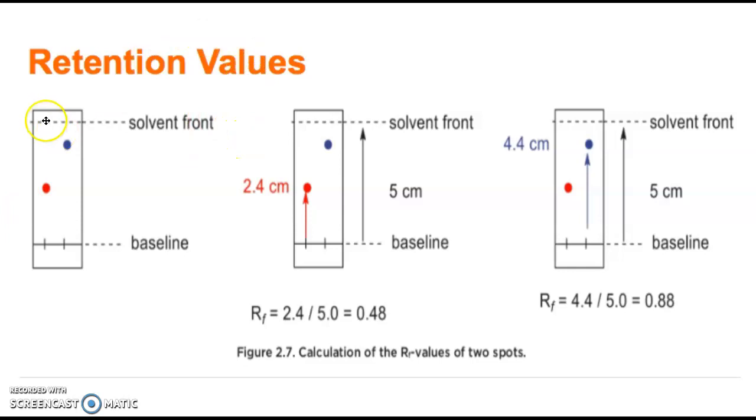And this is just a photo. This is the baseline. The retention values are calculated by measuring the distance a spot has wandered and then dividing that by the distance the solvent has traveled. So that's how we get 0.48 and 0.88.